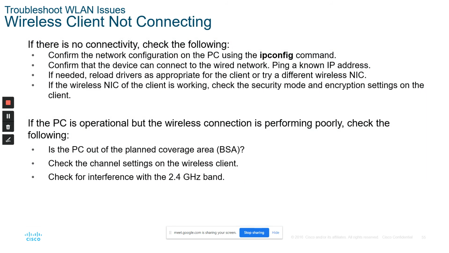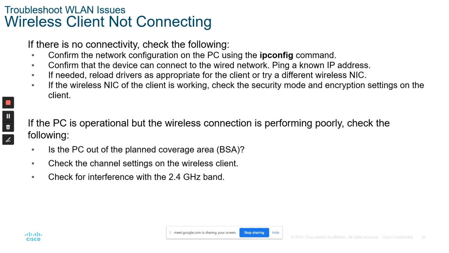Now we're going to look at some scenarios about network issues. In this case we have a wireless client which is not connecting. If there is no connectivity, check the following: confirm the network configuration on the PC with ipconfig. This should be the first thing you do. If the user is not able to connect to the network, see whether it got the IP address and other necessary network configuration settings.